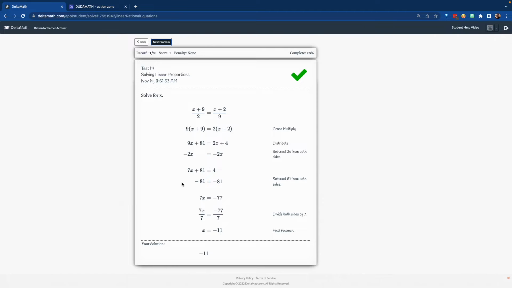So very similar process, except now you have a group that you're multiplying, which means you're going to have some distributing.